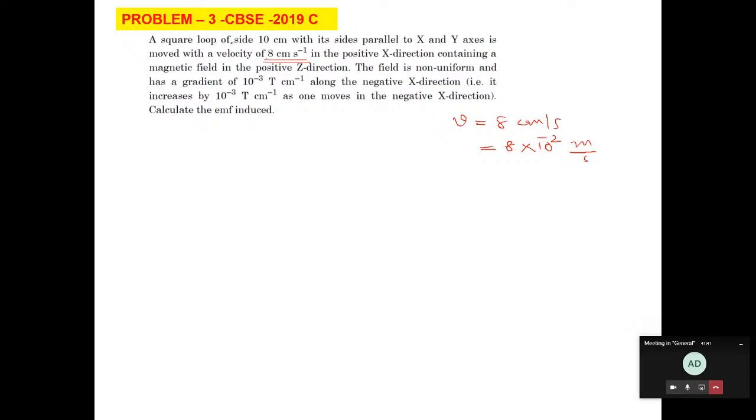Then the loop of side 10 centimeter, so one side is 10 multiplied by 10 power minus 2 meters. Field is non-uniform and has a gradient of 10 power minus 3 Tesla per centimeter. What does it mean? dB by dx is equal to 10 power minus 3 Tesla per centimeter.